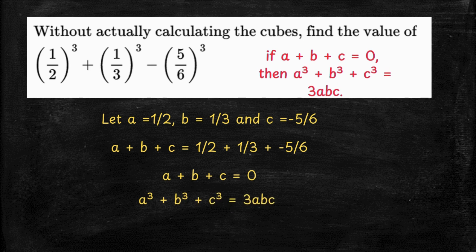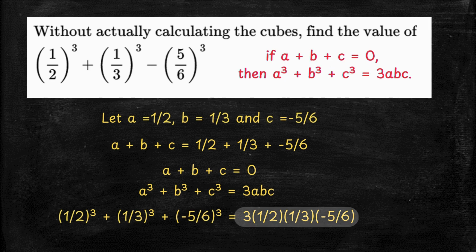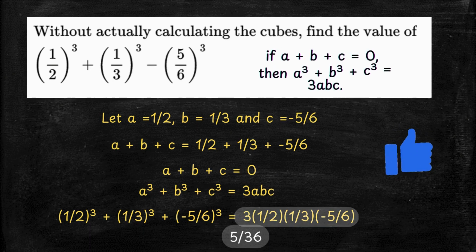Now we can say that if a plus b plus c is 0, we can write a cube plus b cube plus c cube as 3abc. So resubstituting a as half, b as 1 over 3, c as minus 5 over 6, we get this equals 3 times half multiplied by 1 over 3 multiplied by minus 5 over 6. So on multiplying these numbers, we are getting minus 5 over 36.